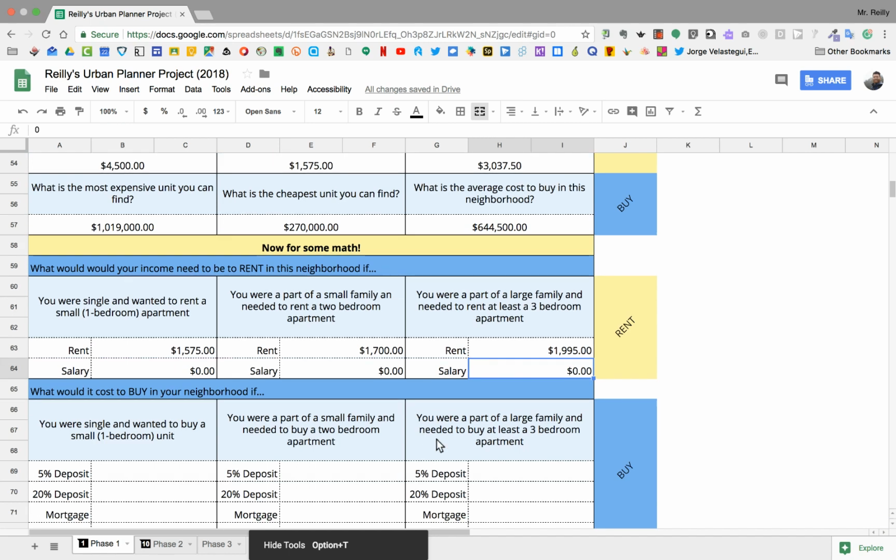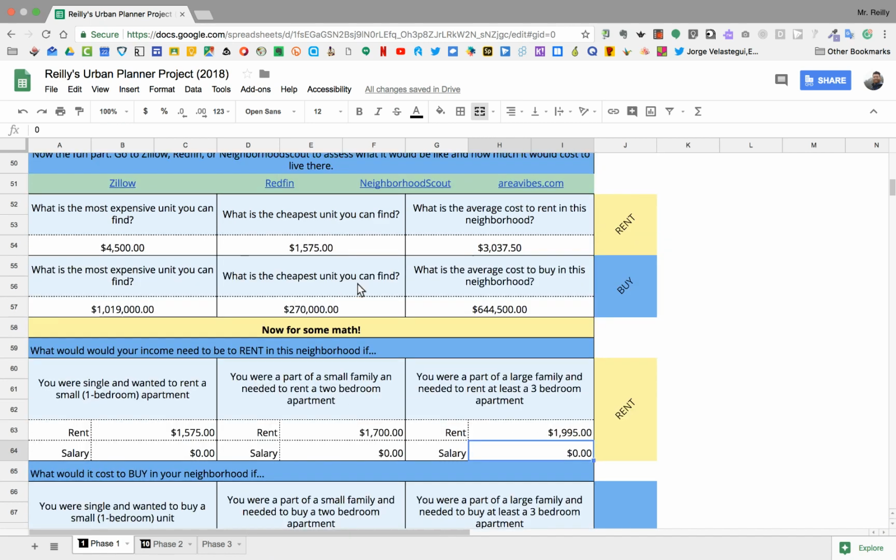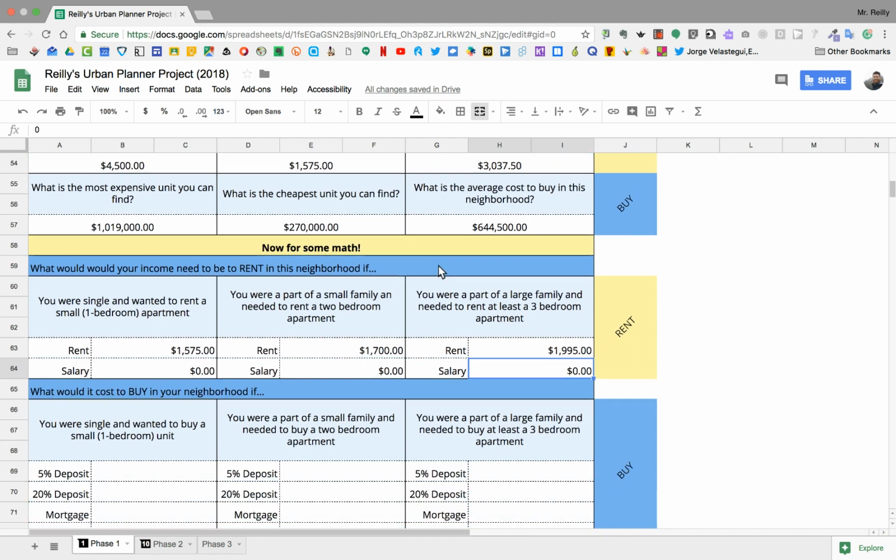Okay, so let's move on to the next stage. In the last screencast, we went and found what the average cost of renting and purchasing in your neighborhood is, and hopefully you've completed that step. So now let's go ahead and go down and see what it would cost to rent in your neighborhood.